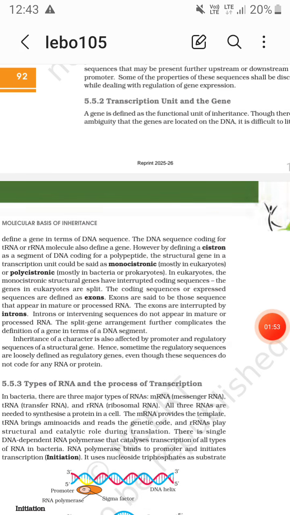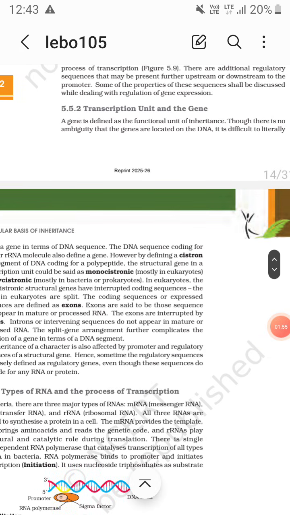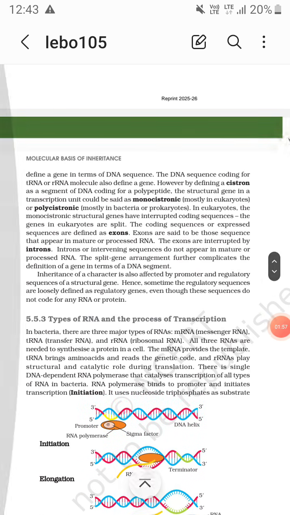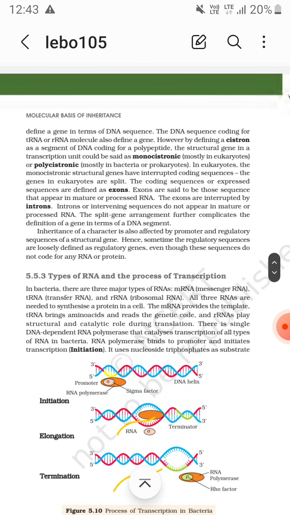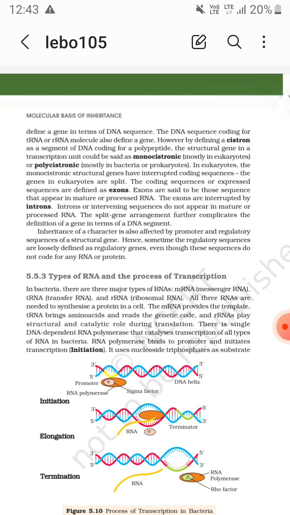Now, transcription unit and the gene. A gene is defined as the functional unit of inheritance. We all know that. There is a term, cistron. The DNA sequence coding for tRNA or rRNA molecules also defines a gene. However, by defining a cistron as a segment of DNA coding for a polypeptide, the structural gene in a transcription unit could be said to be monocistronic, mostly in eukaryotes, and polycistronic, mostly in bacteria or prokaryotes.